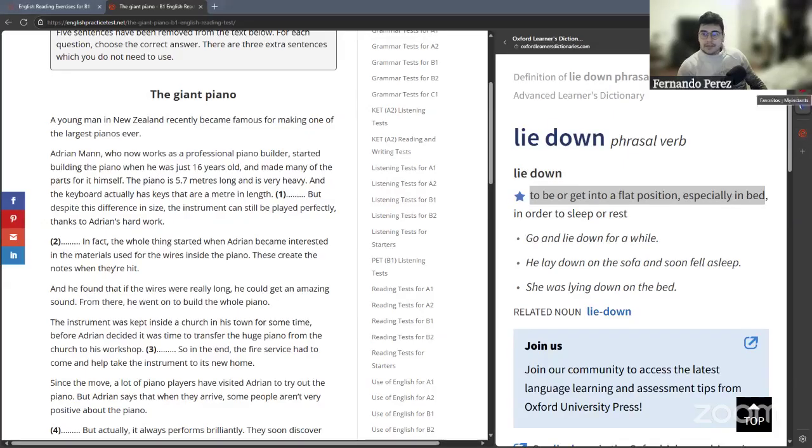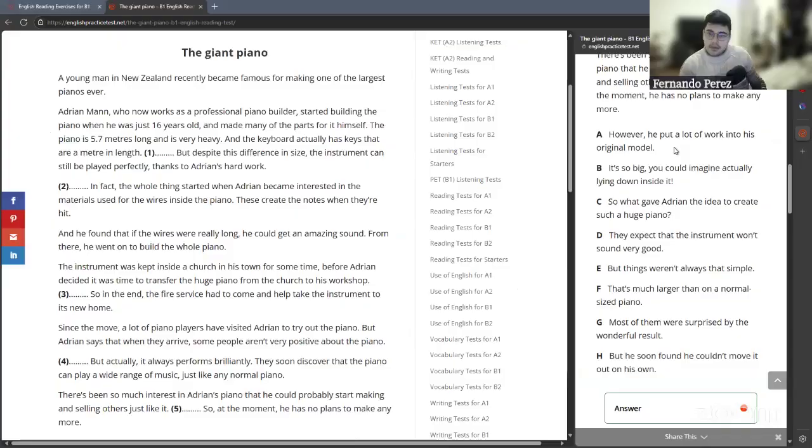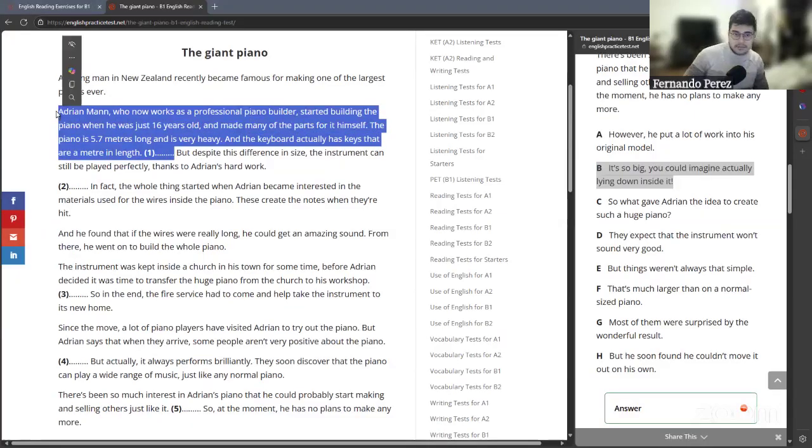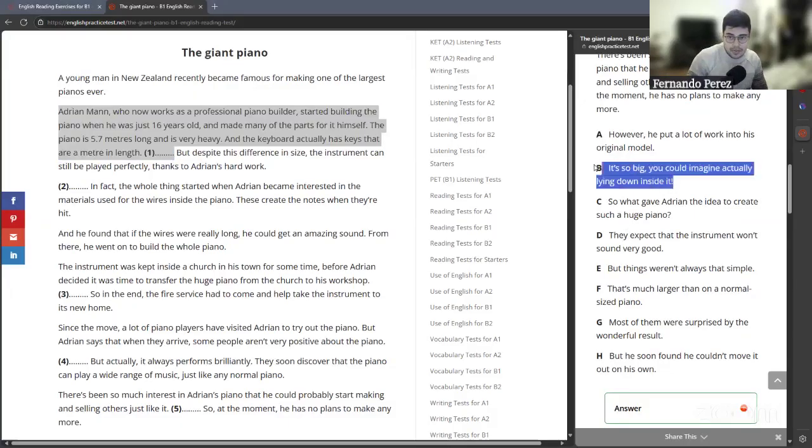That's the reason the answer in this case that says it's so big you could imagine actually lying down inside it. This is the best option because we are still describing the piano in the first paragraph. Let's say this is the introductory paragraph to the piano. So we are introducing the piano for the first time and we need to imagine the piano. So this is the only possible option.